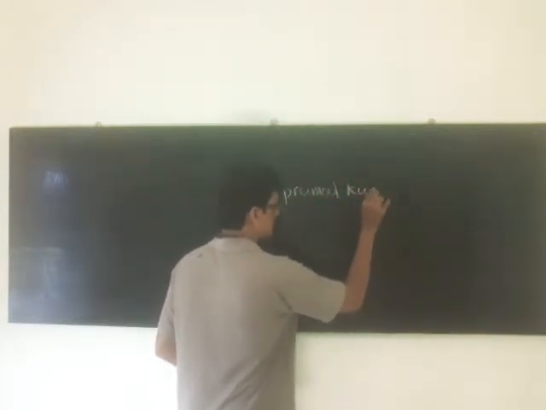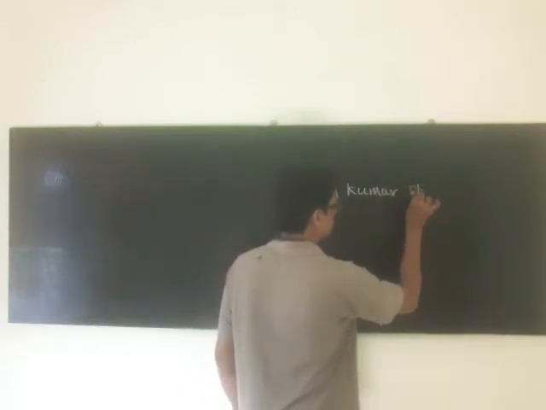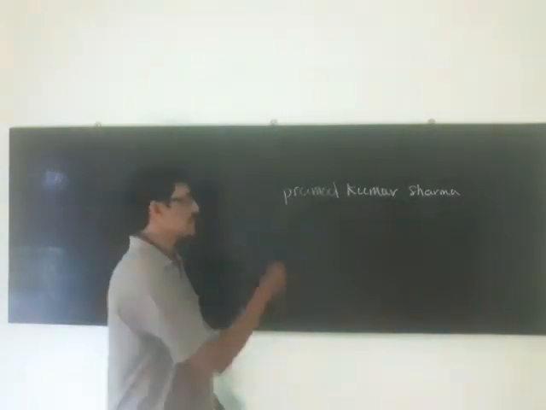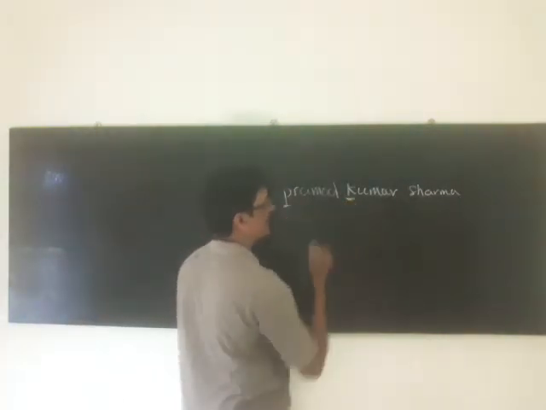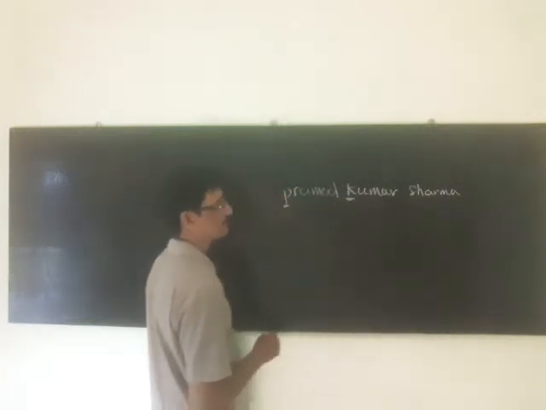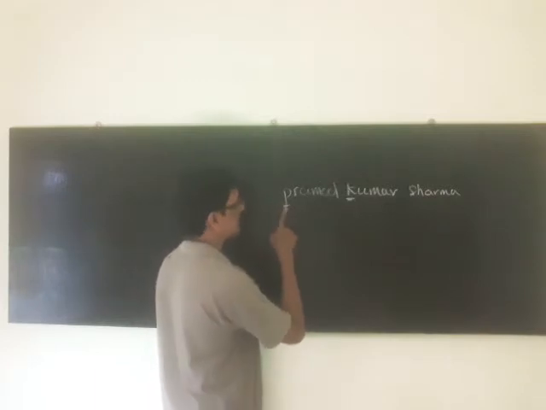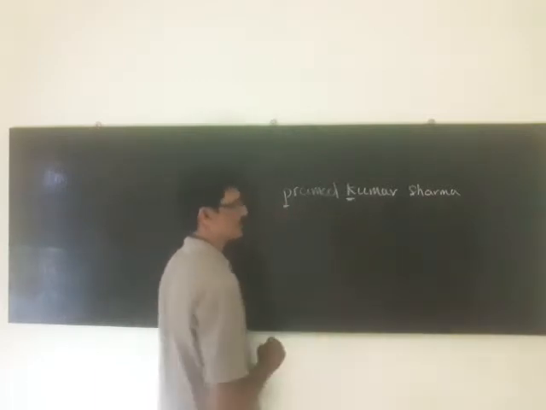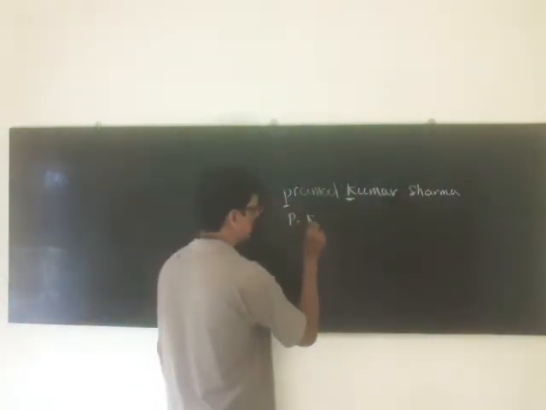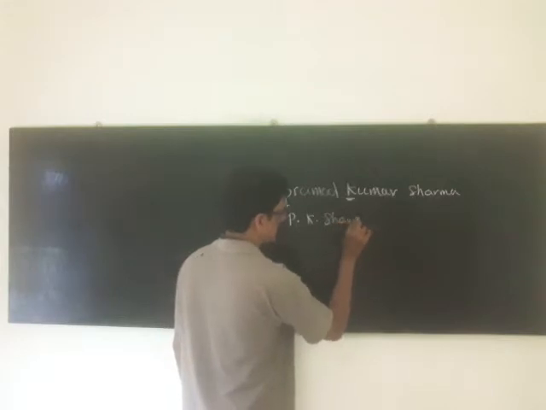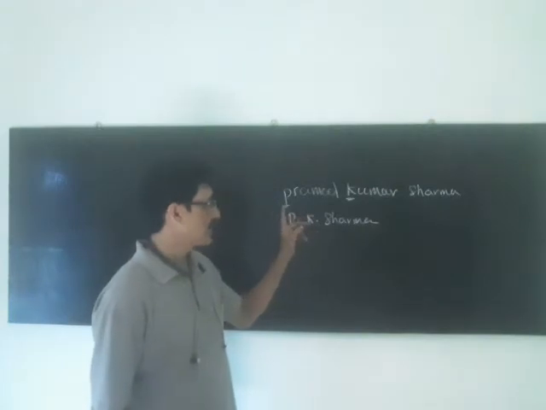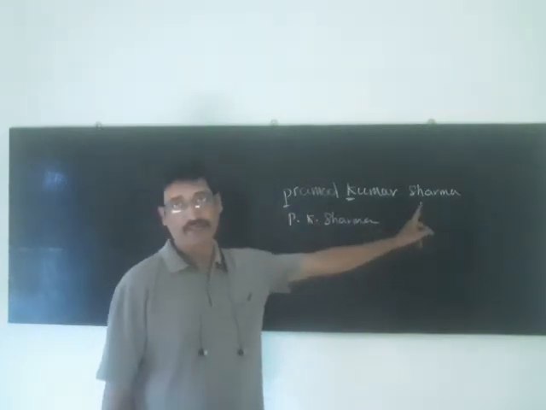Pramod, Kumar Sharma. So what you have to do is convert the first character of all the words, that is P and K, into uppercase and all others into lowercase, except the last word. So we will print the first character of all the words and the last word, that is P dot K dot Sharma. So you have to input a string and print the first character of all the words and the last word of the string.